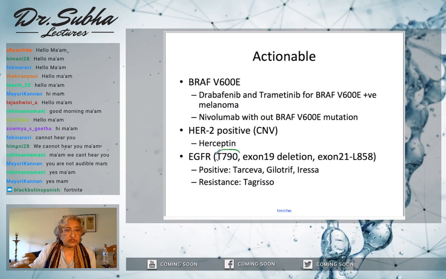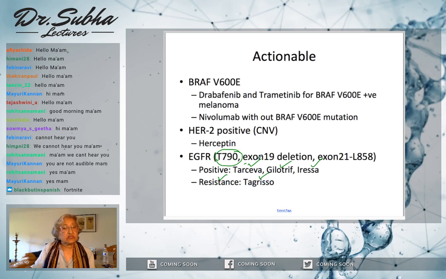Okay, so why did I talk about EGF receptor? Because of EGF receptor T790M, that's the third bullet in this slide. T790 something else is also causing mutation, but if the 790 position is positive, there are drugs like Tarceva, Gilotrif, and Iressa that will work. If it is resistant, then Tagrisso will work.